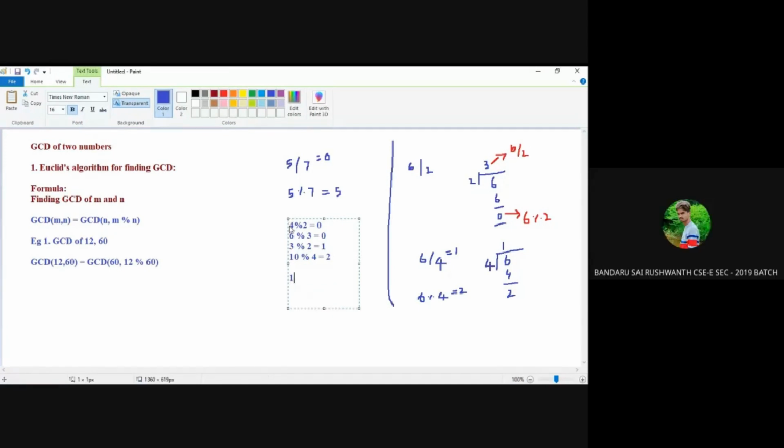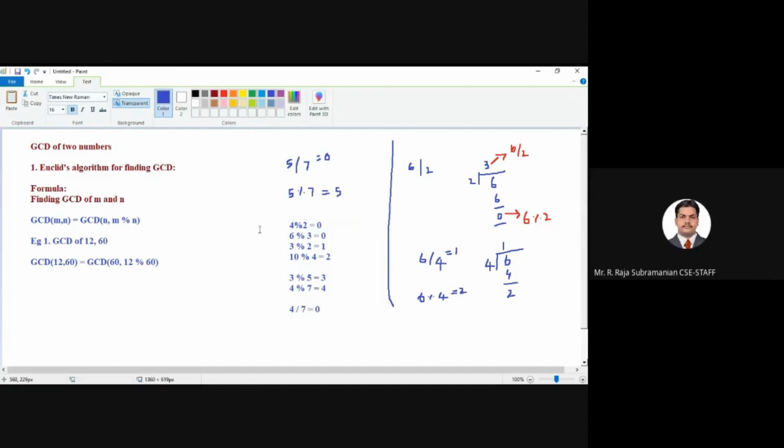Now coming to 3 modulo 5. What will be the answer? 3. Why? Because the denominator 5 is greater than the numerator 3. When the denominator is greater than the numerator, the answer of modulo will be the numerator directly. Another example, 4 modulo 7. Here also the denominator 7 is greater than the numerator, so I directly write 4. If I write 4 divided by 7, the answer will be 0, since the denominator is greater than the numerator. Now it is very clear, right? So these are all rough things.